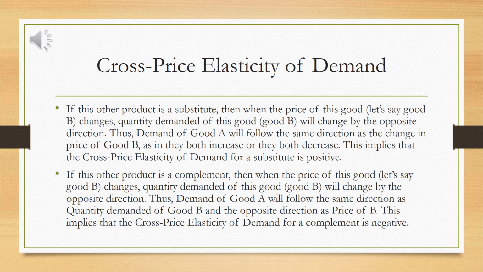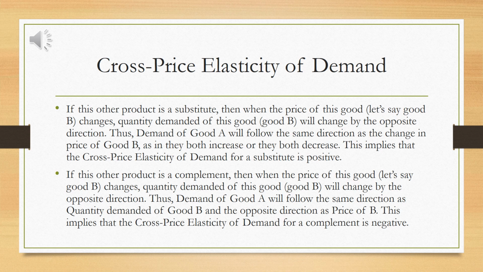If this other product is a substitute, then when the price of this good, let's say good B, changes, quantity demanded of this good will change in the opposite direction. Thus, demand of good A will follow the same direction as the change in price of good B, as in they both increase or they both decrease. This implies that the cross-price elasticity of demand for a substitute is positive.